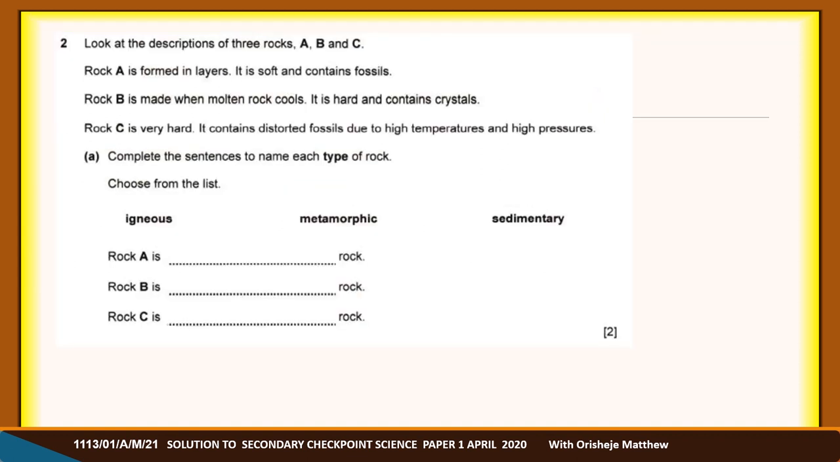Question 2. Look at the description of three rocks A, B, C. Rock A is forming layers and contains fossil, that is sedimentary rock. Rock B is made from molten rock. It cooled down to form crystal, that is igneous rock. Rock C is very hard, contains distorted fossil due to high temperature and pressure, that is metamorphic rock.